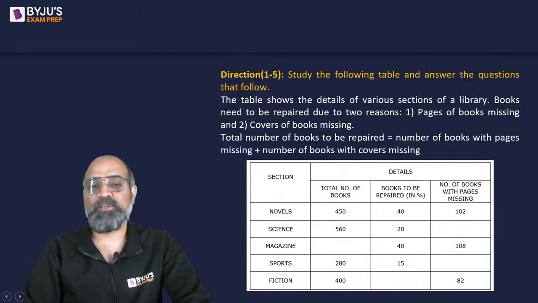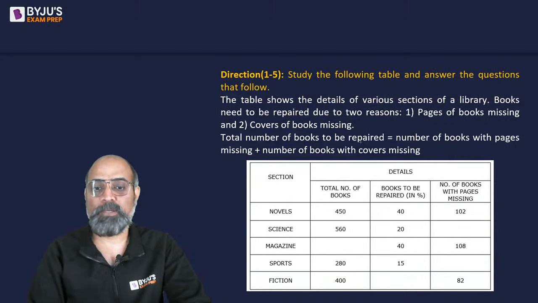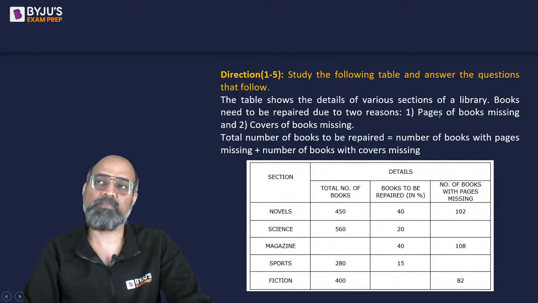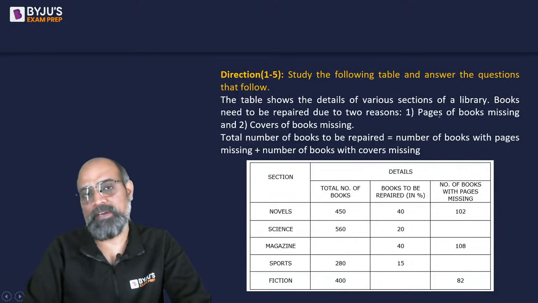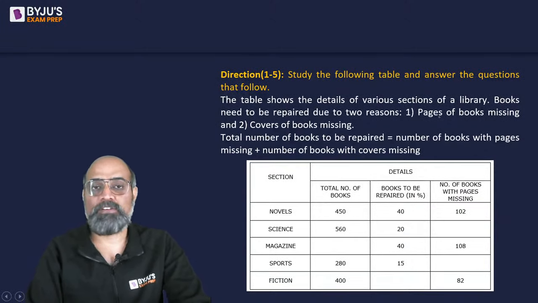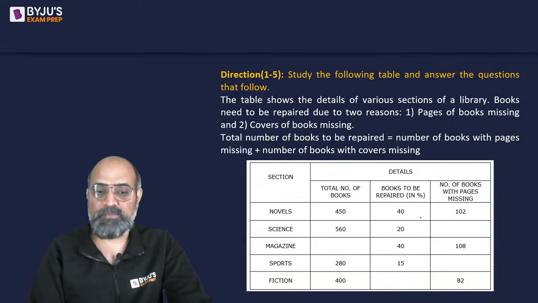Study the following table and answer the questions that follow. The table shows the details of various sections of a library. Books need to be repaired due to two reasons: pages of books missing and covers of books missing. Total number of books to be repaired is equal to number of books with pages missing plus number of books with covers missing. So this sum of covers and pages missing books will give us how many books need to be repaired.